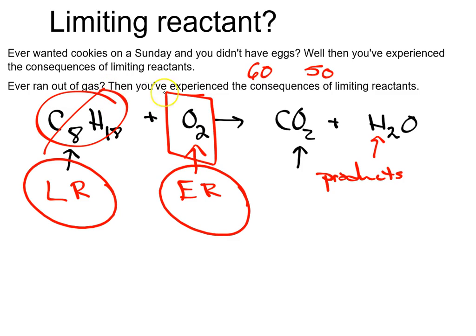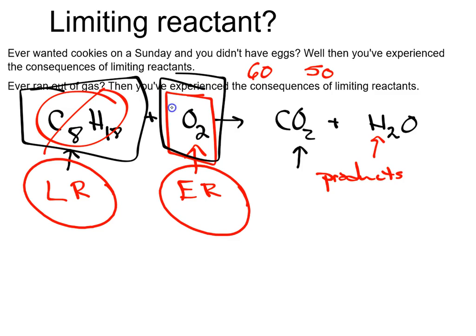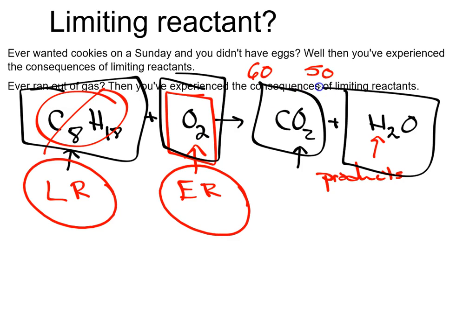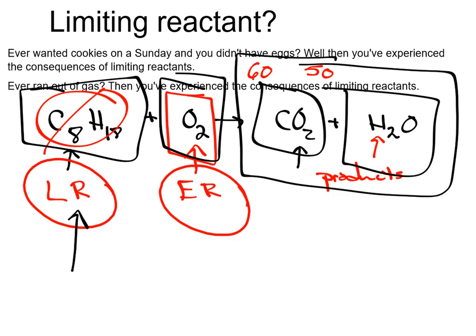All right, ever ran out of gas? Anyone ever ran out of gas? Raise your hands. Besides me. All right. When you run out of gas, you've experienced the consequences of limiting reactants. Gasoline is octane. It reacts with abundant oxygen in the atmosphere to produce CO2 and water. When you run out of gas, the engine stops because your limiting reactant was C8H18. It doesn't matter how much oxygen you have, it's not going to work because this has run out. It limits the amount of product produced. Okay? The limiting reactant limits the amount of products that can be produced.